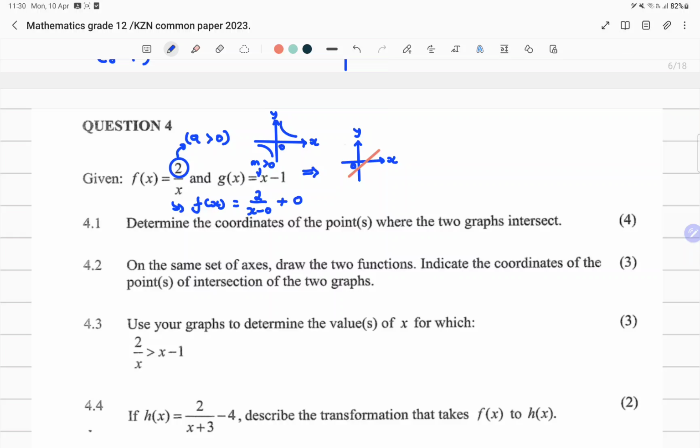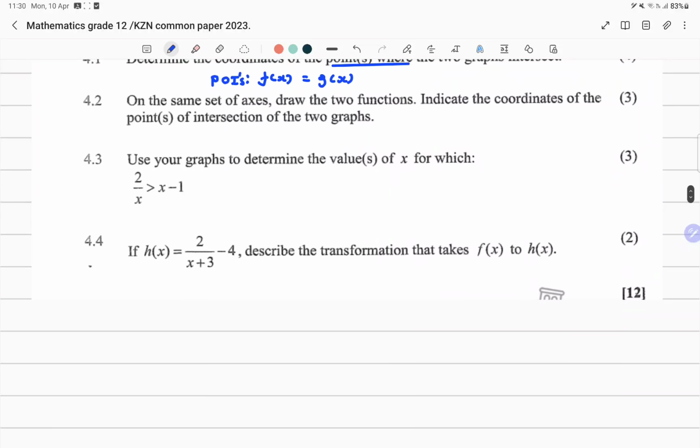That is fine. Now let's move, guys. We don't want to waste time here. We only have 1 hour left now. So it says now determine the coordinates of the points or point where the two graphs intersect, meaning F is equal to G. When they want the points of intersection, we can call them POIs. It's not the point of inflection at this point. It means F of X should be equal to G of X. So that's an algebraic calculation, basically.